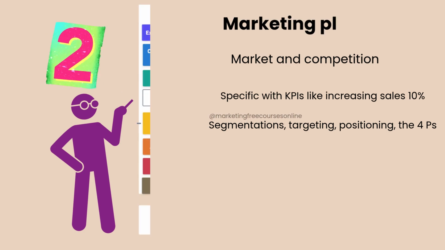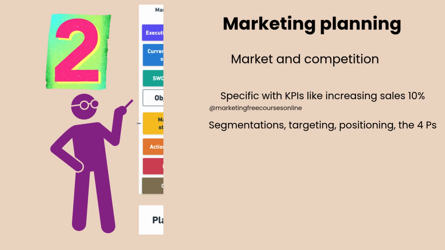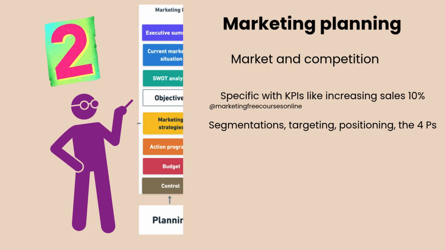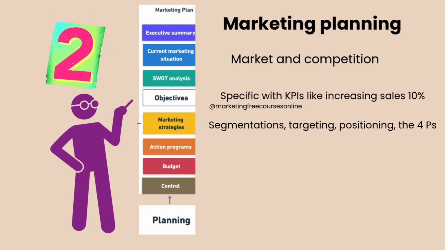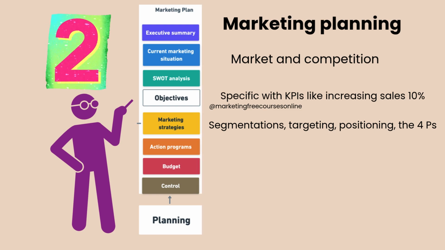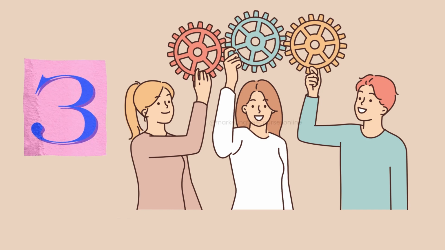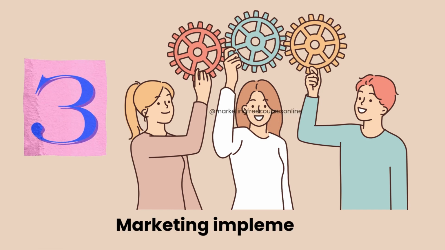Next, marketing planning creates a detailed plan for each product or brand. A marketing plan includes an executive summary, a current marketing situation, market and competition, a SWOT analysis, objectives like increasing sales, and strategies for segmentation, targeting, positioning, and the 4 Ps. It also covers action programs, who does what, when, and how much it costs, a budget, and controls to track progress. Marketing implementation turns plans into reality.